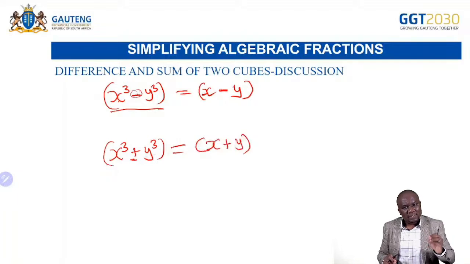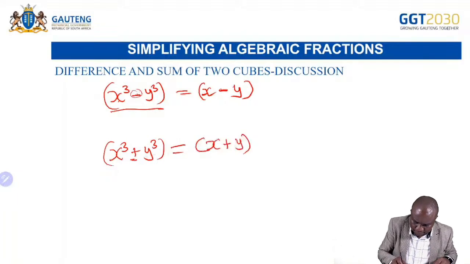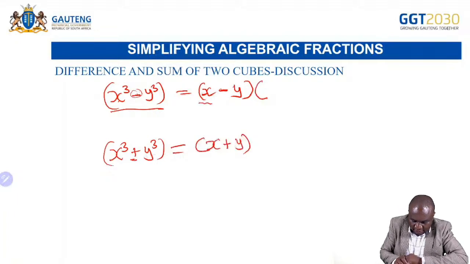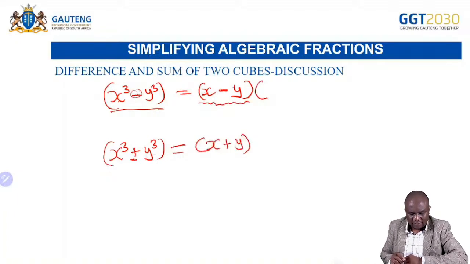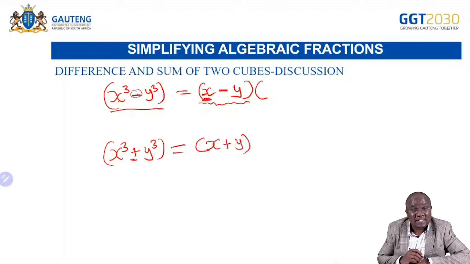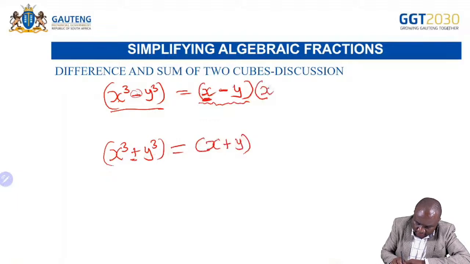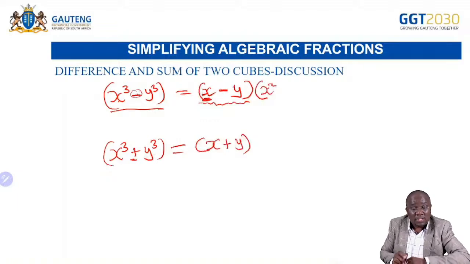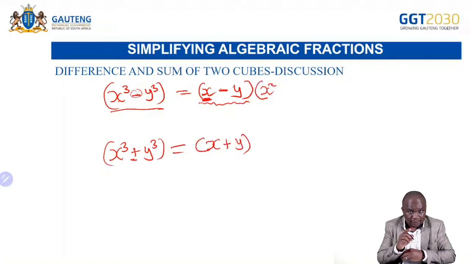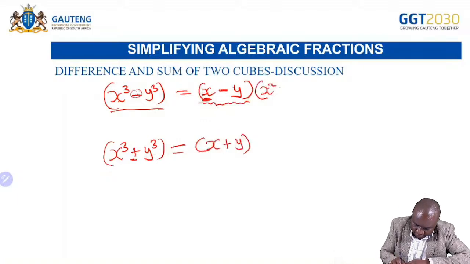And then the second bracket, you look at the first bracket here. Okay? You square the first term in the first bracket. You square it, it becomes x squared. And then here we have minus, isn't it? So it changes. From being minus, it becomes positive. Change it to positive.